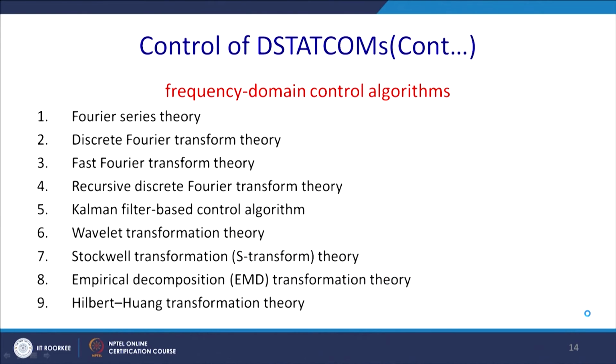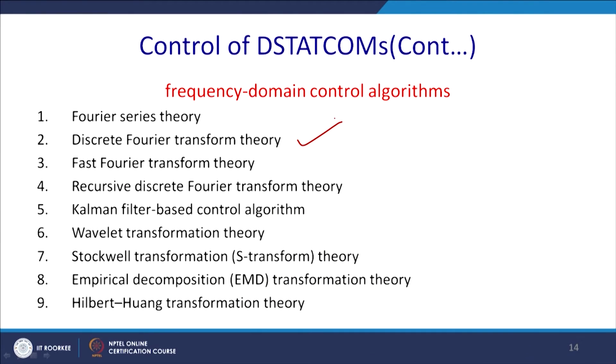Now, we have the frequency domain algorithms. These are Fourier series theory. You can take a sample and do the FFT and find it out. So, discrete Fourier transform theory, DFT. Fast Fourier transform can compute the components of the fundamentals very fast. And recursive discrete Fourier transform theory can employ the sliding window and thus compute the harmonic components and the other components very fast.